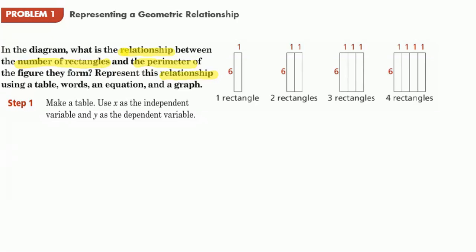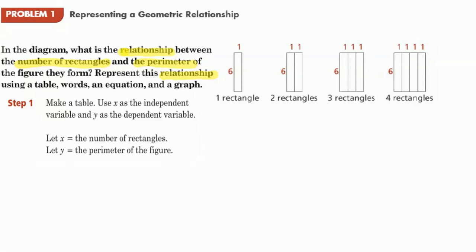Okay? Well, if you look at the number of rectangles, the more rectangles we add, the larger the figure, which means the perimeter gets larger. Therefore, the perimeter is going to be the dependent value. The perimeter depends on how many triangles there are. When it has one triangle, the perimeter is very small. When it has two triangles, the perimeter is bigger. And then the more triangles, the bigger the perimeter. So therefore, we're going to let x be the number of rectangles and y be the perimeter of the figure.